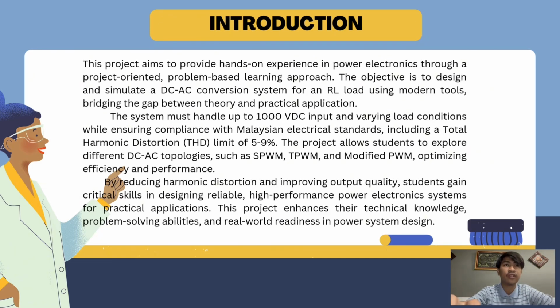The project allows students to explore different DC to AC topologies such as SPWM, TPWM, and modified PWM, optimizing efficiency and performance. By reducing harmonic distortion and improving output quality, students gain critical skills in designing reliable and high-performance power electronic systems for a particular application. This project enhances their technical knowledge, problem-solving abilities, and real-world readiness in power system design.